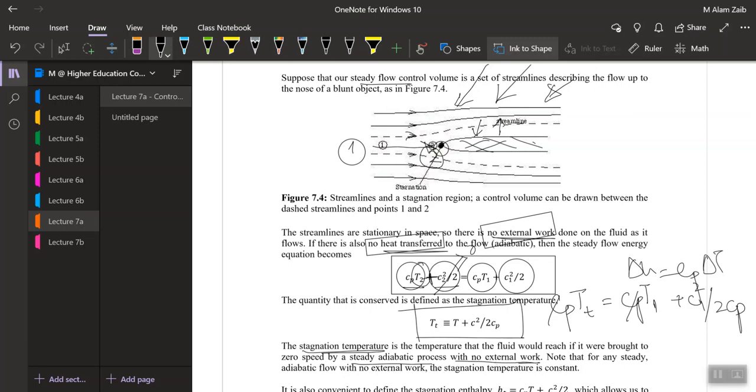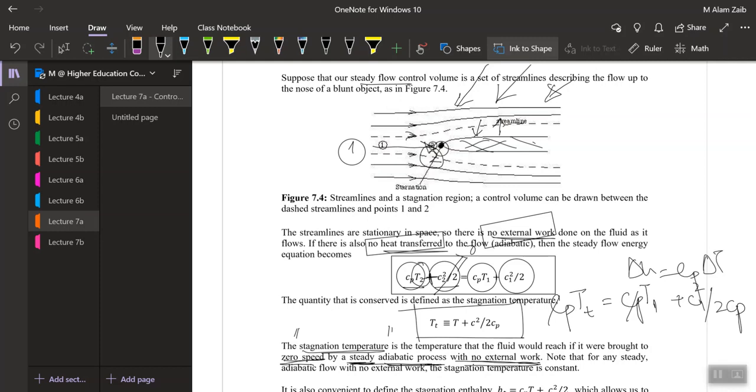So that means, when we hit the object at point 2, the speed becomes 0. Initially we were assuming that the process was steady flow, and we were also assuming that the process was adiabatic with no external work done. So now the proper definition of the stagnation temperature would be: the temperature the fluid would reach if it were brought to zero speed by a steady adiabatic process with no external work done. Note that for any steady adiabatic flow with no external work, the stagnation temperature is constant.